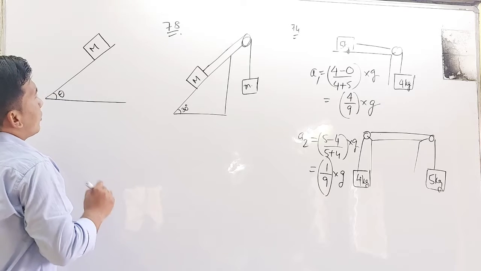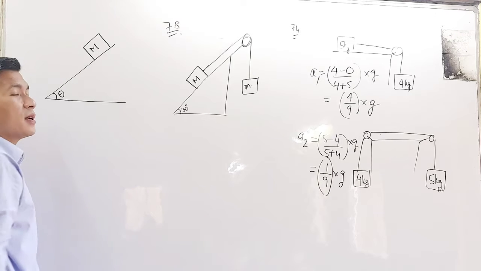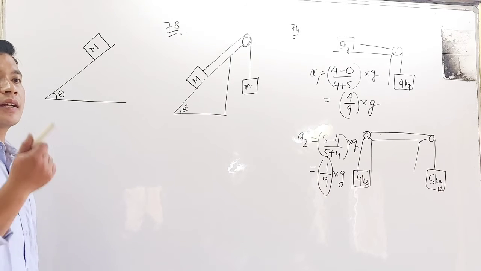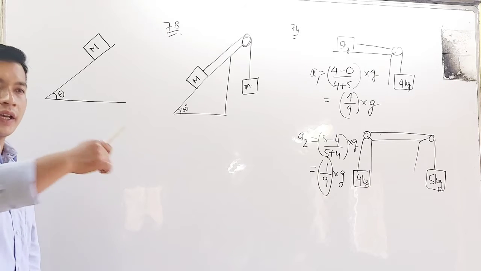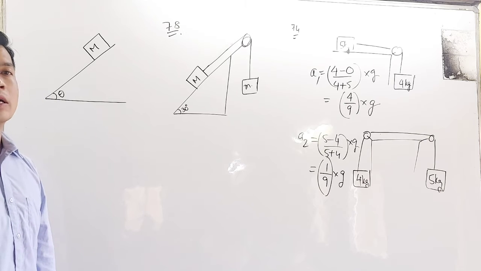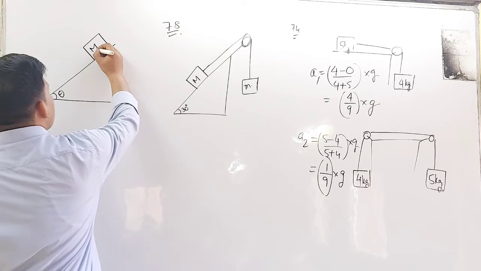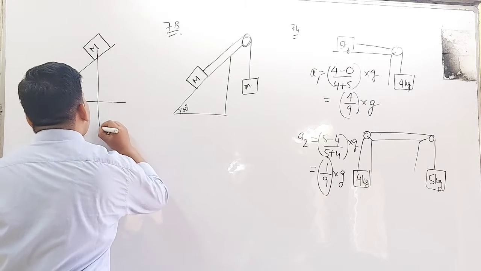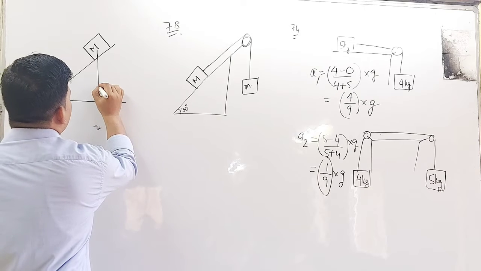Now, what are the different forces that act on this body of mass m? First of all, weight. Every object will have its own weight, and weight is always acting vertically downward.